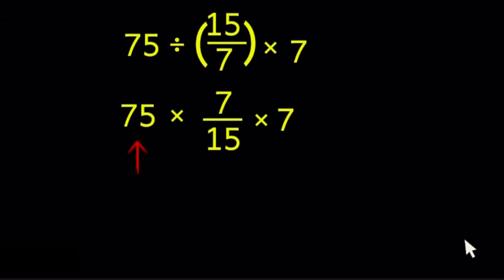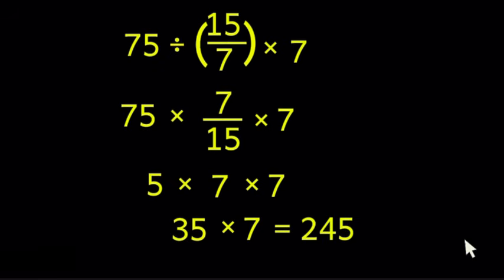Now we simplify. 75 divided by 15 gives us 5. So now we have 5 times 7 times 7. 5 times 7 gives 35, and 35 times 7 gives 245. So the correct answer is 245, not 5. Now, let's see if your brain will try to trick you again.